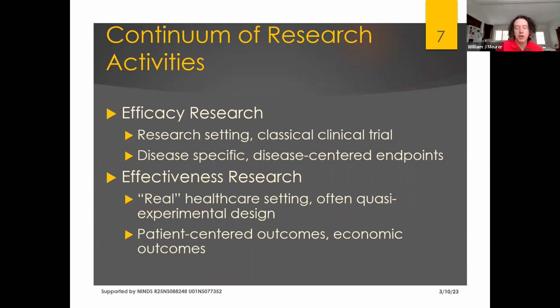One thing to think about when we're designing clinical trials is that it's very important to put things into the proper continuum of research activities. Efficacy research is classical clinical trials, often with disease-specific, disease-centered endpoints, like finding a new antihypertensive or a new diabetes drug or a new drug for acute ischemic stroke, and that's efficacy research. Most of the studies in the clinical trials methodology course are somewhere along the continuum of proving the efficacy of a new intervention for disease.